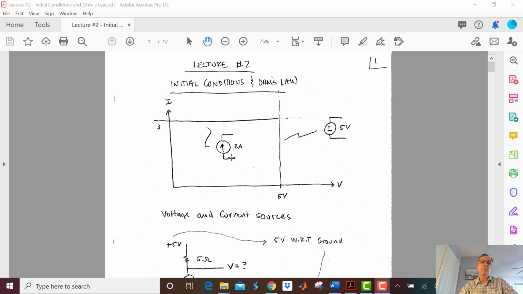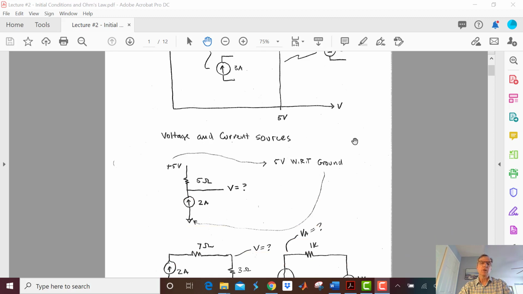And now let's show it on my IV characteristic curve. I can see that for the current source, the current is going to be 3 amps, and it'll put out whatever voltage it needs. It'll put out positive voltage, it'll put out negative voltage, just like my voltage source will put out positive current, it'll put out negative current. So when you look at a voltage source or a current source, I want you to think of them this way.